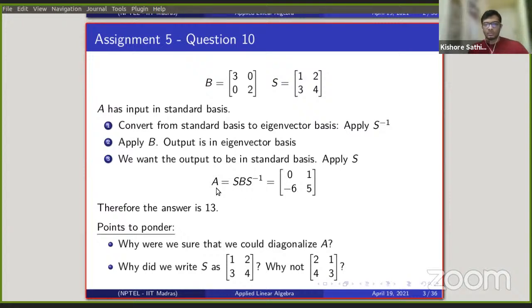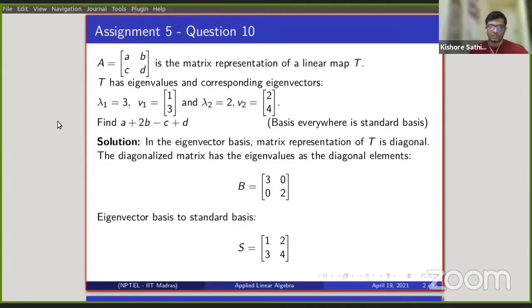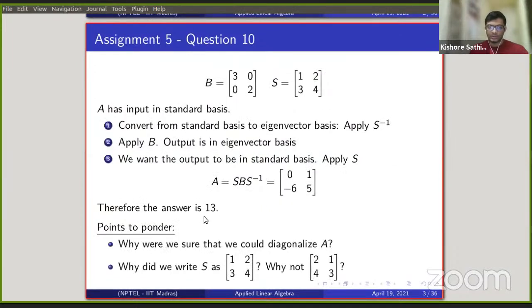And you can just simply multiply these 3 matrices, S, B, S inverse, and you can get it as (0, 1; -6, 5). And if you go back to the previous slide, they had asked for A plus 2B minus C plus D. You just calculate that and you can get it as 13. Quite an easy question.